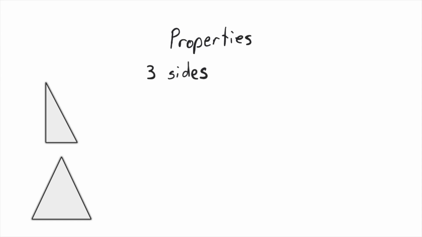Now, these may all be equal. They don't always have to be equal. A triangle, we just know, has three sides. We also know that a triangle has three internal angles.